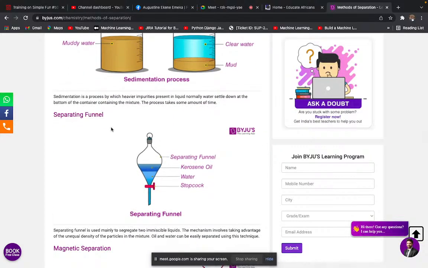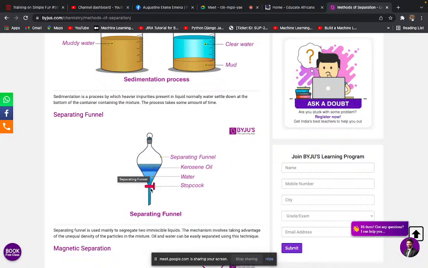Now we'll talk about the separating funnel. In a separating funnel, you use it to separate immiscible liquids. That means liquids that cannot be mixed together. A very good example is when you mix kerosene and water. The two of them can never mix together. So the kerosene with lower density is going to stay up, whereas water with higher density will stay down. So from the stopcock here, you can easily get down your water.